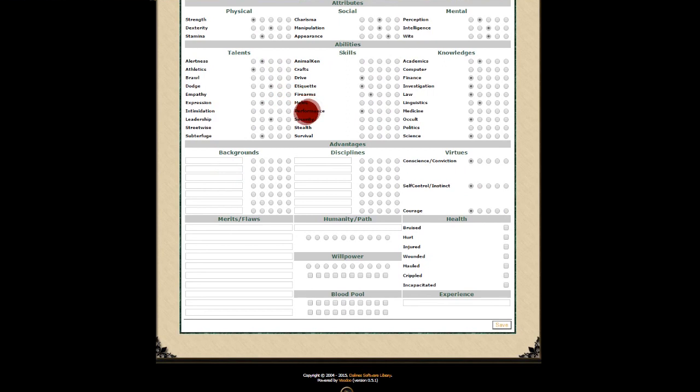Then you have your advantages, and there's a couple of them. And we're going to start out with backgrounds. So you can have 5 points in backgrounds right off the bat, and you notice that it doesn't say anything. You got to fill it out yourself. There are a couple of backgrounds that you can choose from, and they're all in the book basically. So it's easiest if you just go for the book and figure that one out.